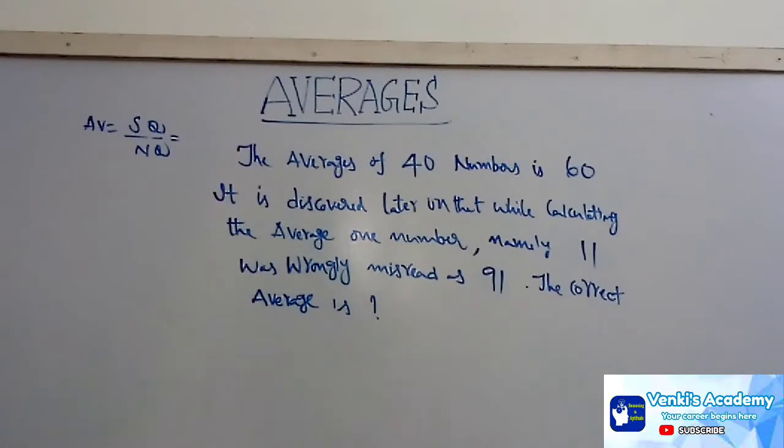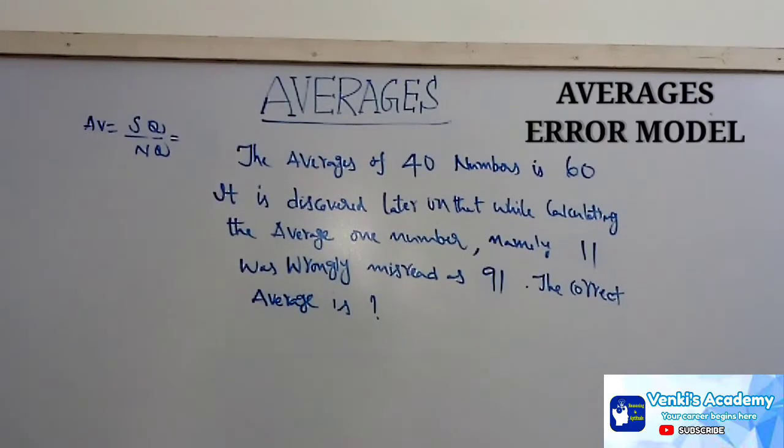The average of 40 numbers is 60. I already told you about this average part: with 40 numbers averaging 60, each number is not 60. Later it is discovered that while calculating the average, one number, 11, was wrongly misread as 91. Find the correct average. Now see here.